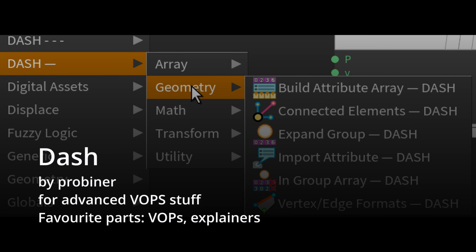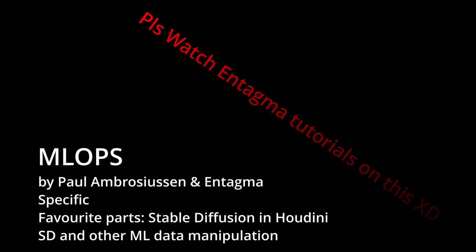And then I'll go to some, I'd say maybe this tool will be a little less useful for just about everybody. Just these are two more specific. So the first one will be MLOPS, which is machine learning operators by Paul Ambrosiusen and Tagma. And this is basically an interface to use Stable Diffusion within Houdini, and you can train models, use data with AI and everything. If that's your thing, then by all means, you should probably have MLOPS on your system.